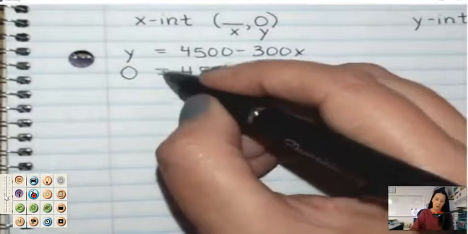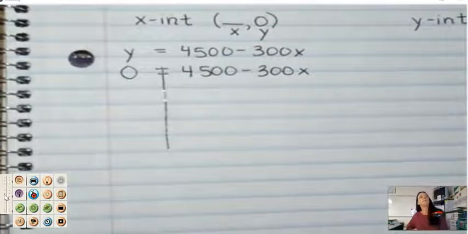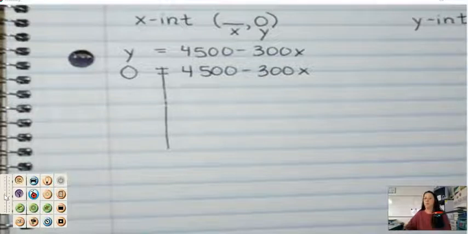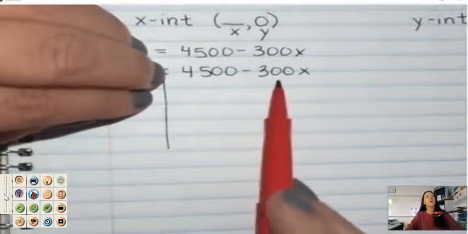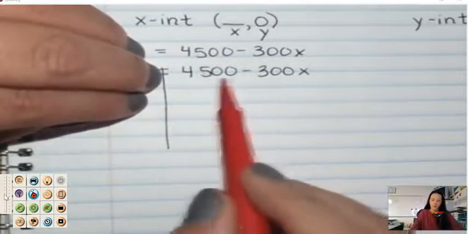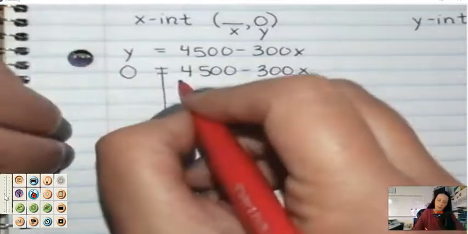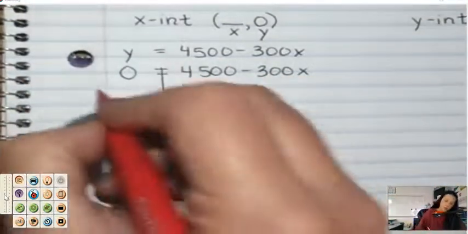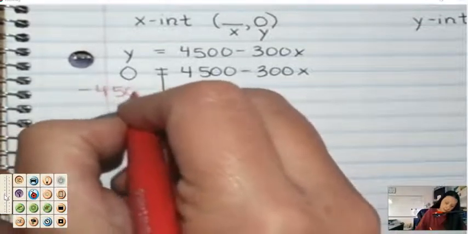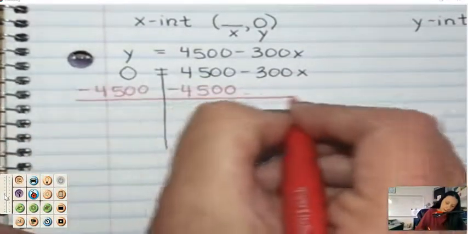So if it helps, draw a line going down from your equal sign. Look at the side that has the variable. We just want to get x by itself, so look at the side with the variable. If it helps, cover up the side that doesn't have a variable. We always get rid of the constant first. So that's the positive 4,500. So to get rid of it, we subtract 4,500. If I subtract it from one side, I have to subtract it from the other. That's the subtraction property of equality.